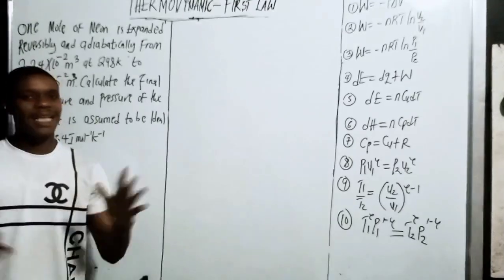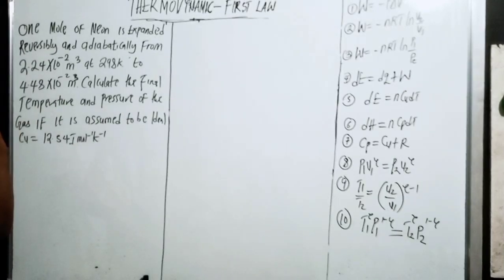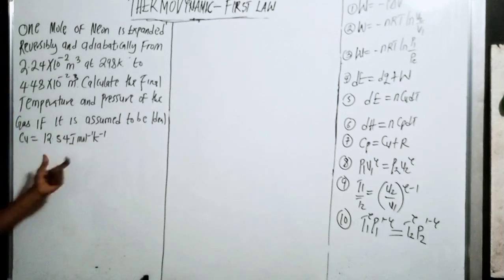So now let's look at the last question in this video. So they say that 1 mole of neon is expanded reversibly and adiabatically from 2.24 times 10 to the minus 2 meter cube at 298 Kelvin to 4.48 times 10 to the minus 2 meter cube, right? Calculate the final temperature and pressure of the gas if it is assumed to be ideal. And they give Cv, heat capacity at constant volume.